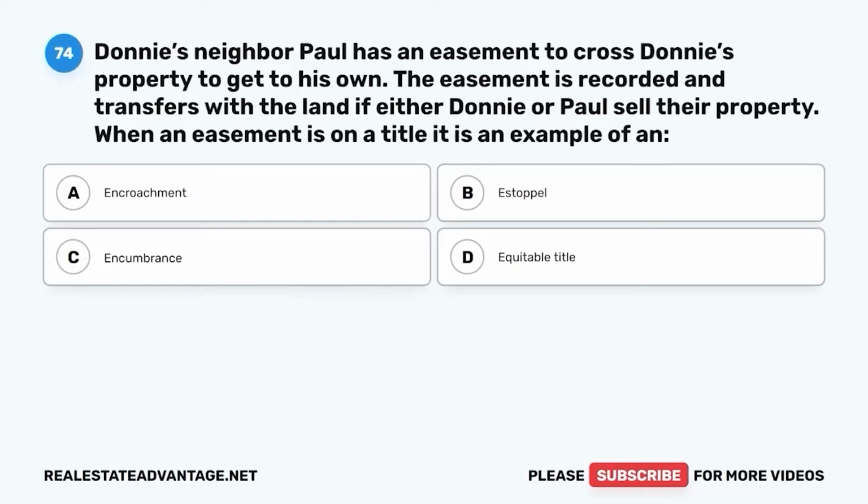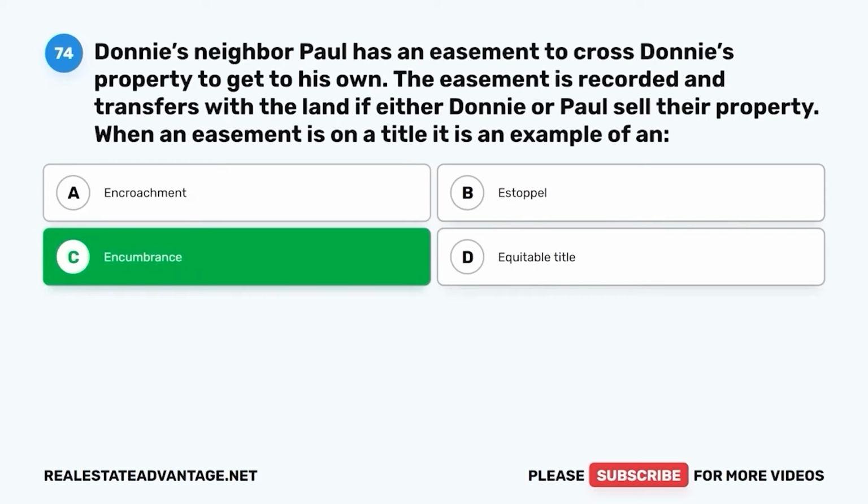Question 74. Donnie's neighbor Paul has an easement to cross Donnie's property to get to his own. The easement is recorded and transfers with the land if either Donnie or Paul sell their property. When an easement is on a title, it is an example of an: A. Encroachment, B. Estoppel, C. Encumbrance, D. Equitable title. The correct answer is C.